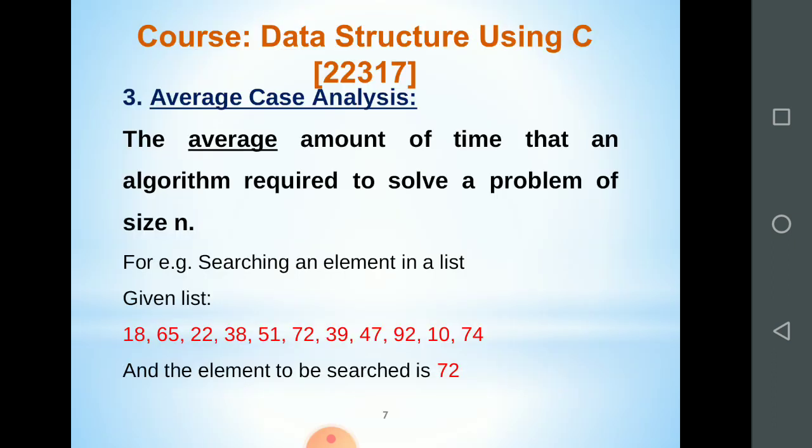The third one is the average case. Now you know what the best case and the worst case are, so you know what the average case analysis is. It requires the average amount of time that an algorithm needs to solve a problem of size n. Again the list is the same, but now we have to find the element 72, which is in between, in the middle. When we find the element 72, it is in the middle. So we have to search at least half the elements of the list. So it is not the best, not the worst. So it is the average case analysis.